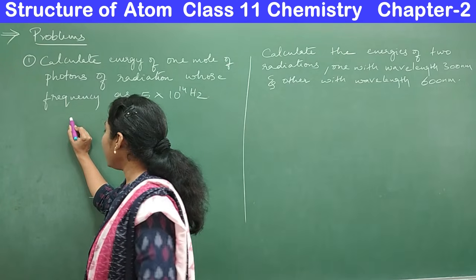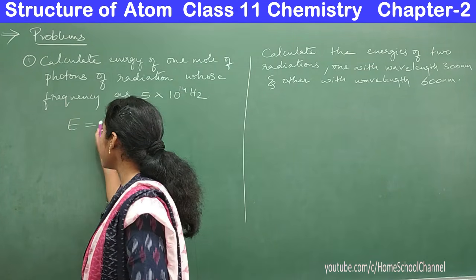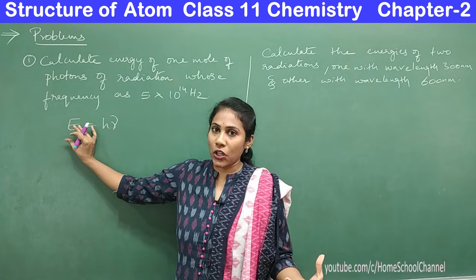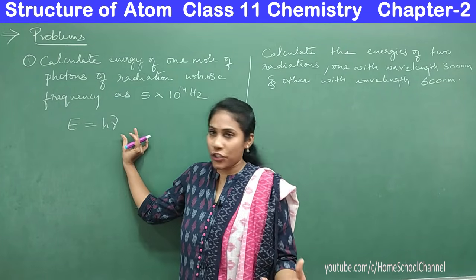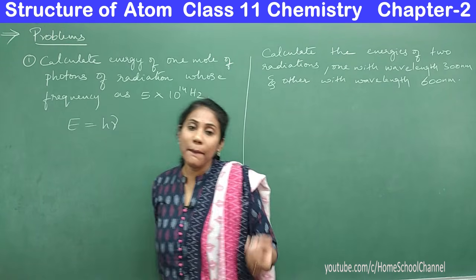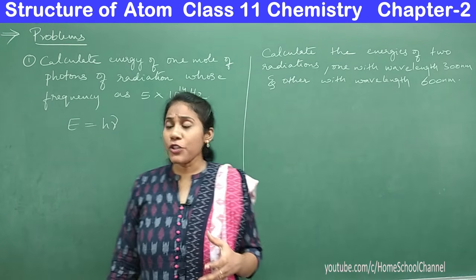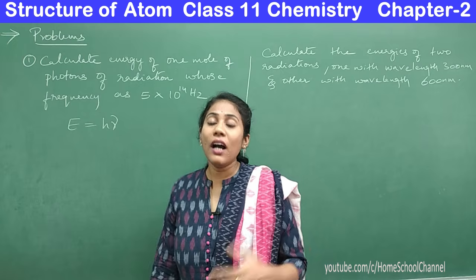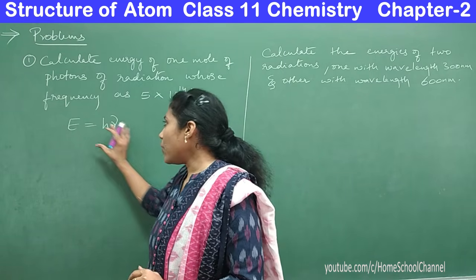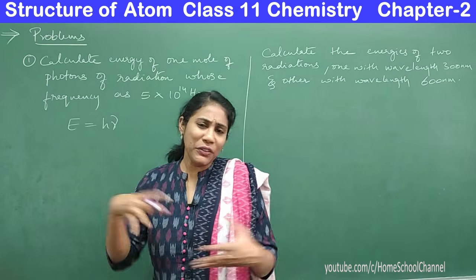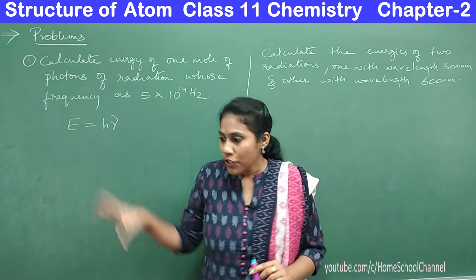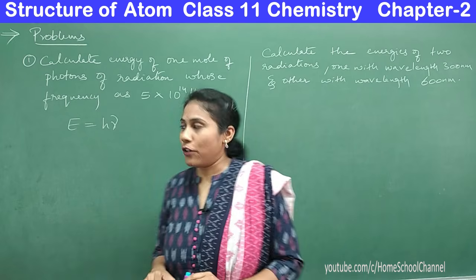So Planck has given an equation, that is E is equal to h nu. So what is this? Energy of each photon is equal to h nu. Here nu is the frequency of radiation and h is Planck's constant. Based on this formula, we are going to solve a few problems, and this formula can be changed however we want according to the information given in a question. So all that you must be aware of.